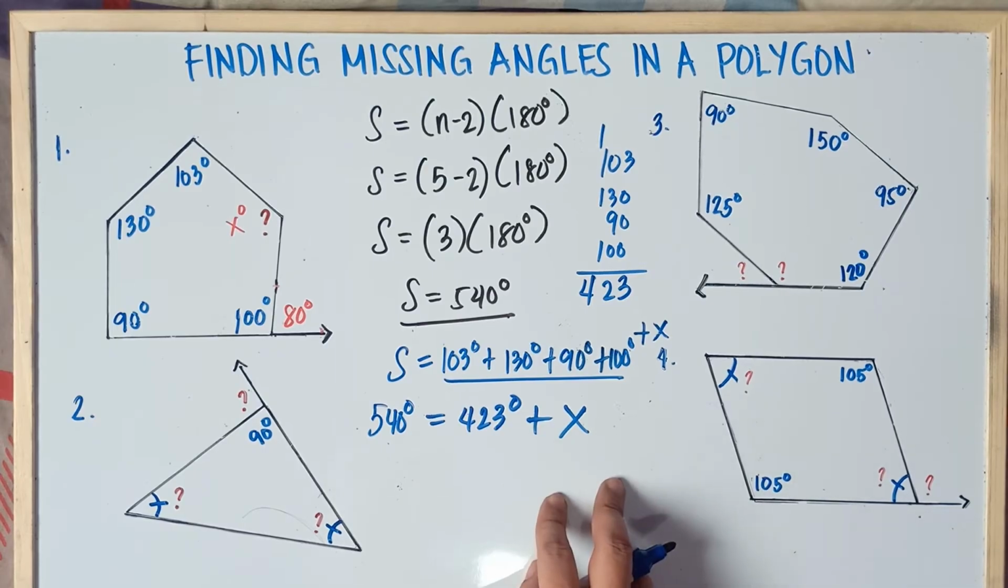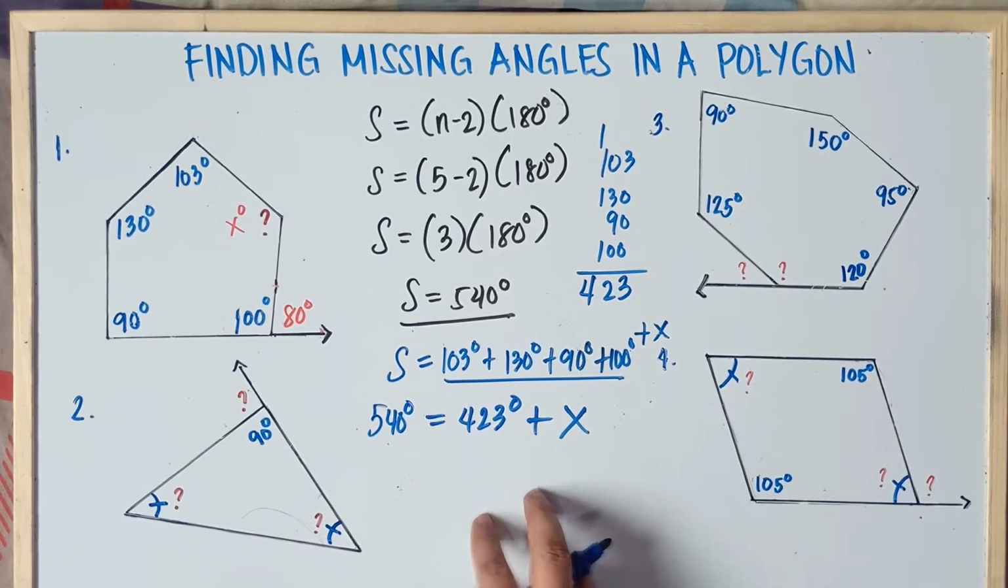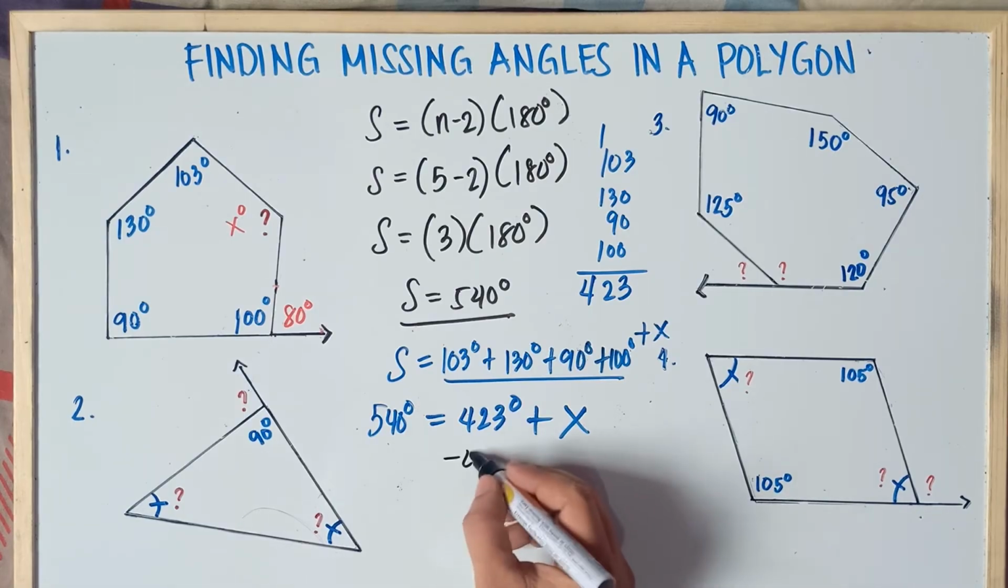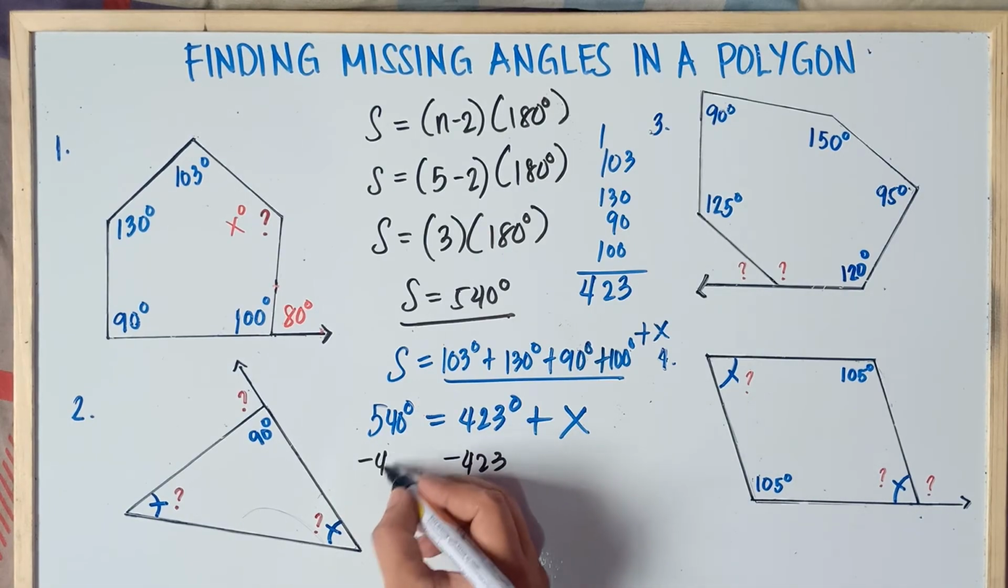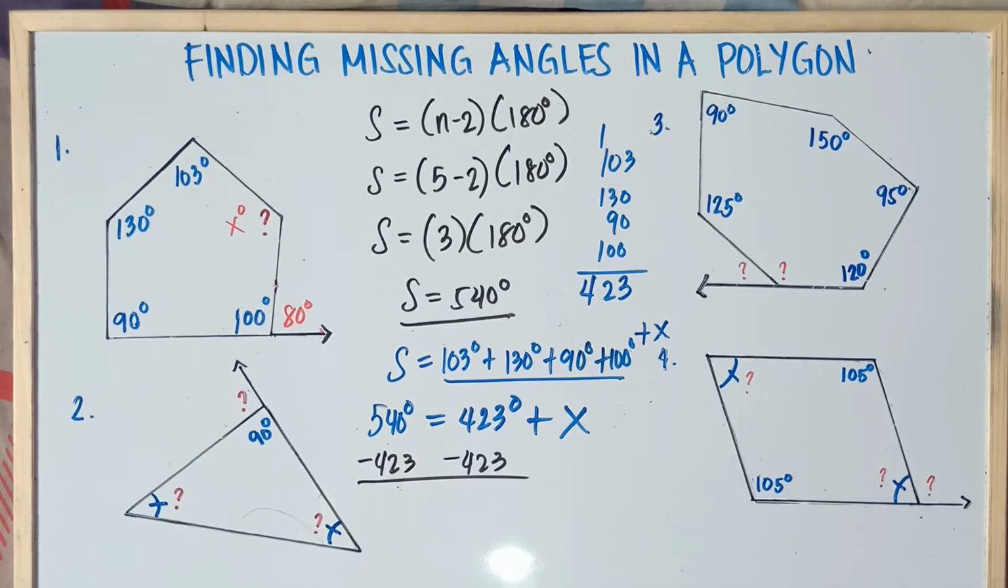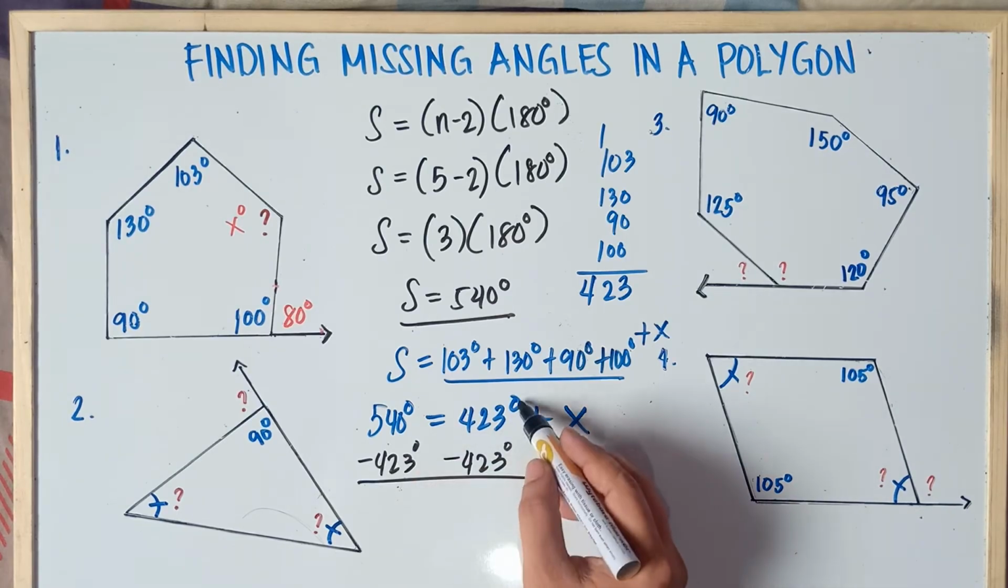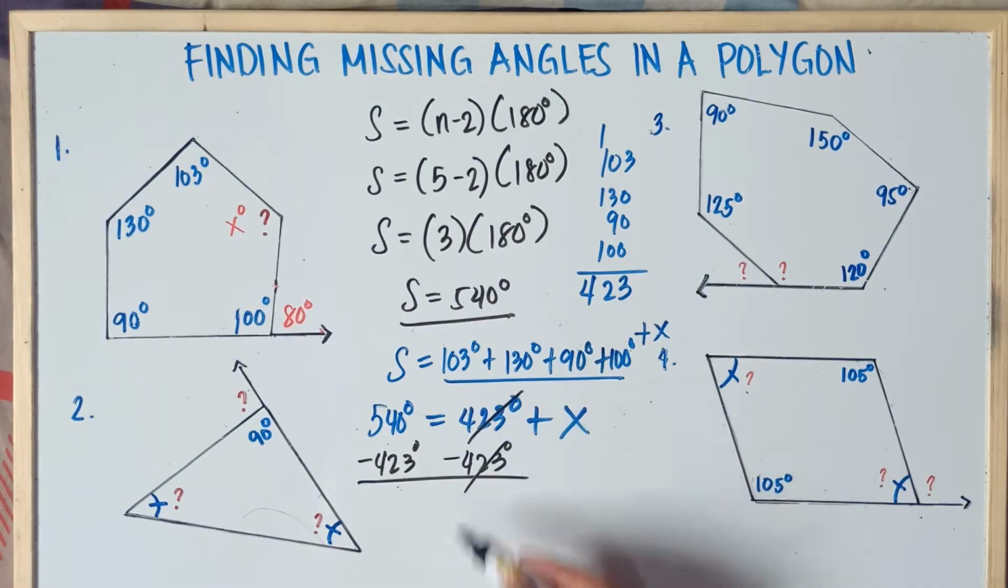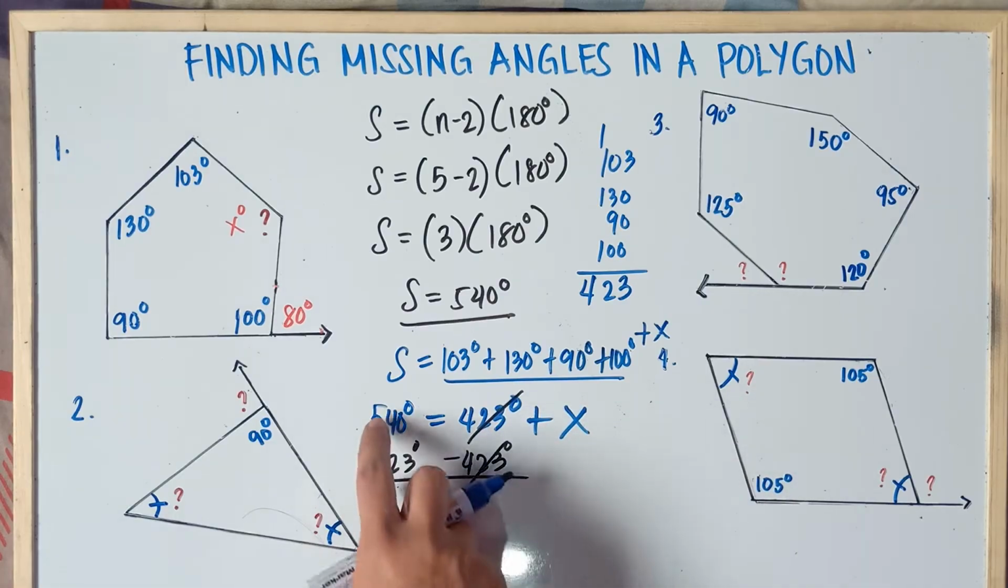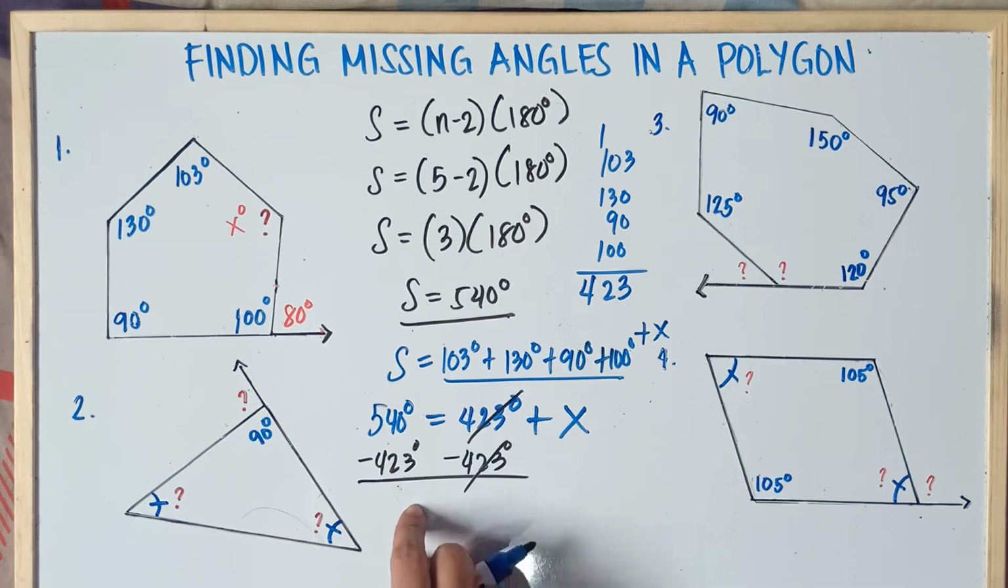That's the subtraction property of equality. But once again, class, most of the students are so confused with this one. You can subtract both sides by 423, subtraction property of equality. Subtract both sides by 423 degrees, and then you can cancel this out, and then 540 minus 423.